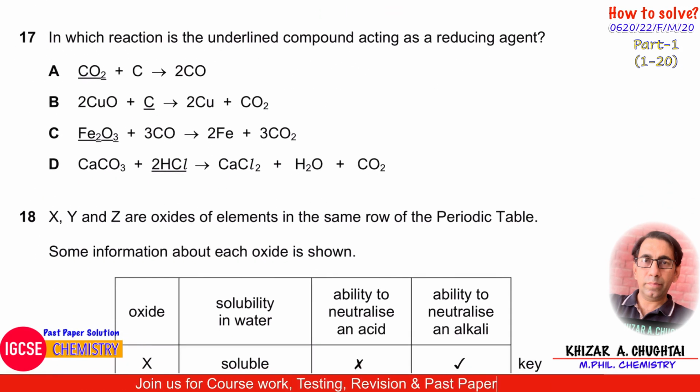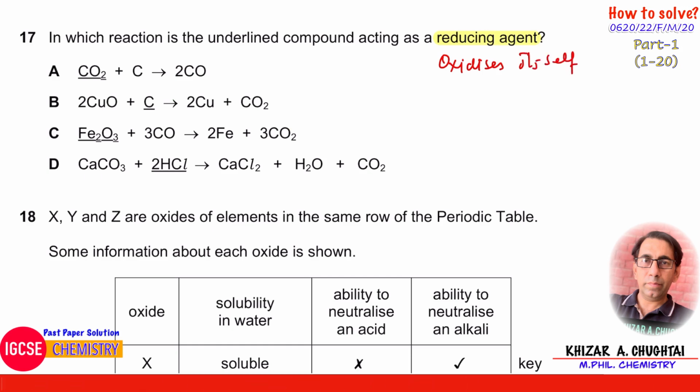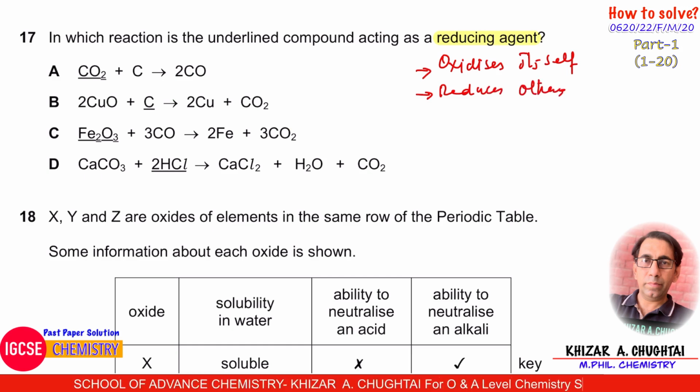Question number 17. In which reaction is the underlying compound acting as reducing agent? Which one is a reducing agent? First of all, a reducing agent is one that oxidizes itself and reduces other. So it oxidizes itself and reduces other.